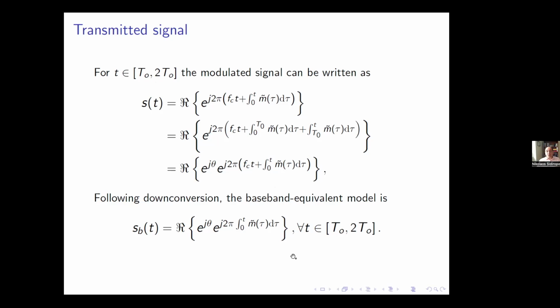So following down conversion, we basically multiply with a carrier. Following down conversion, the baseband equivalent model is this. So you have exponential to the j2 pi integral 0 to t m tilde(tau) d tau. And there you have a theta, and the theta is due to the integral from 0 to T naught of m tilde(tau). So this part, exponential to j2 pi times this part, is this theta.